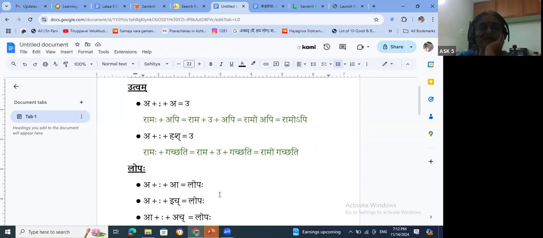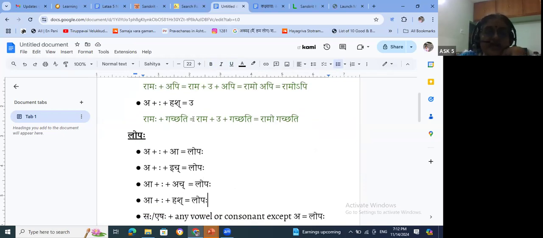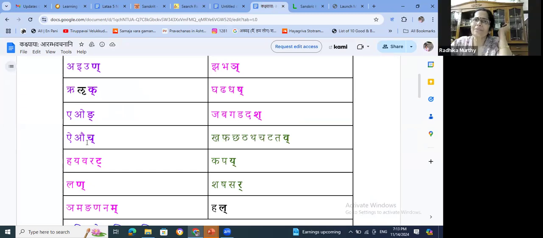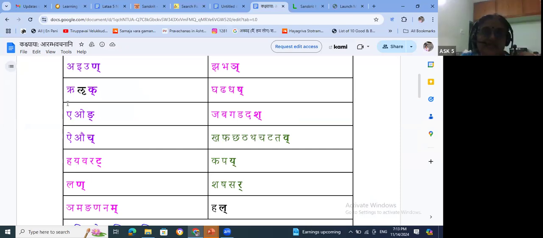When does it disappear? There are 5 rules. See, we already saw a plus a. Here we are saying a plus visarga plus a, then it becomes Lopaha. A plus visarga plus ich, then it becomes Lopaha. What do I mean by a and then ich? What is the meaning of a and then only ich? What are the letters?